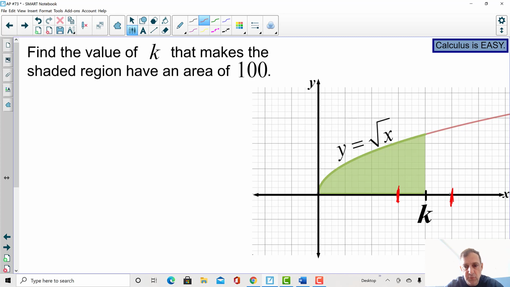So we're going to start by just doing the area of the shaded region. That would be the integral from 0 to k. And remember, I haven't figured out what k is yet.